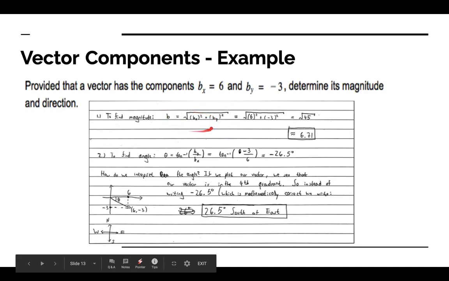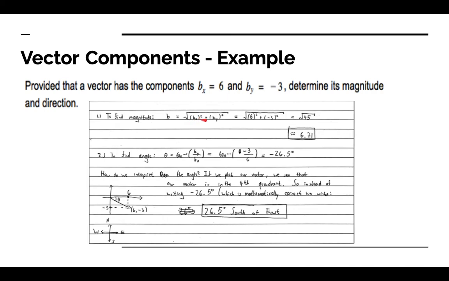we apply Pythagorean's theorem. So the magnitude b is the hypotenuse, it's going to equal the square root of bx squared plus by squared. So we're going to get the square root of 6 squared plus -3 squared, which equals the square root of 45, or 6.71. So the magnitude of our vector is 6.71.